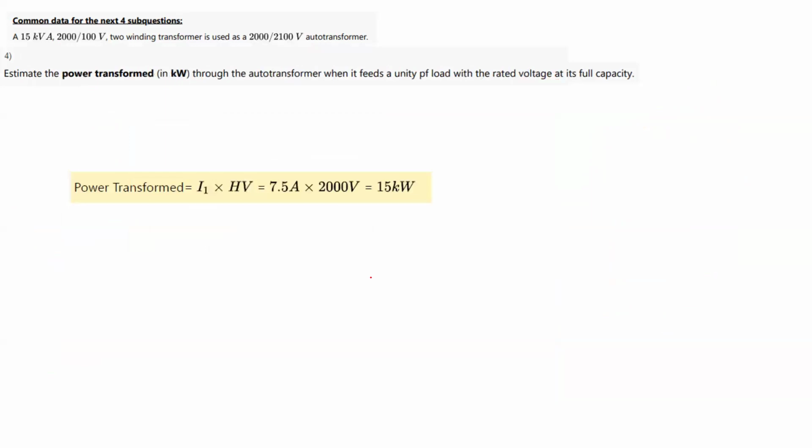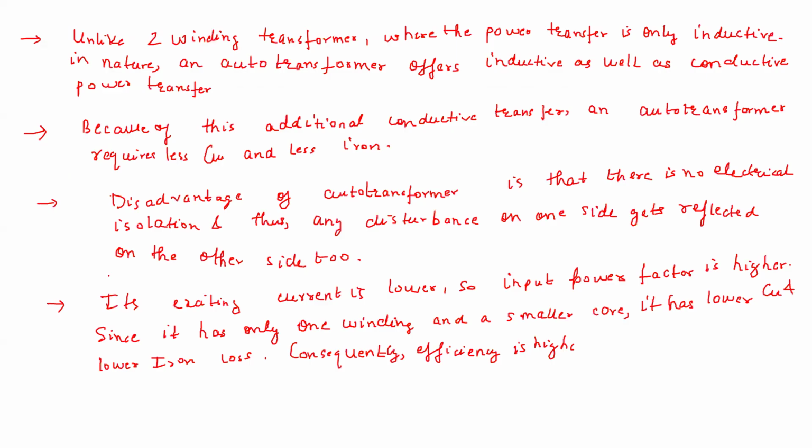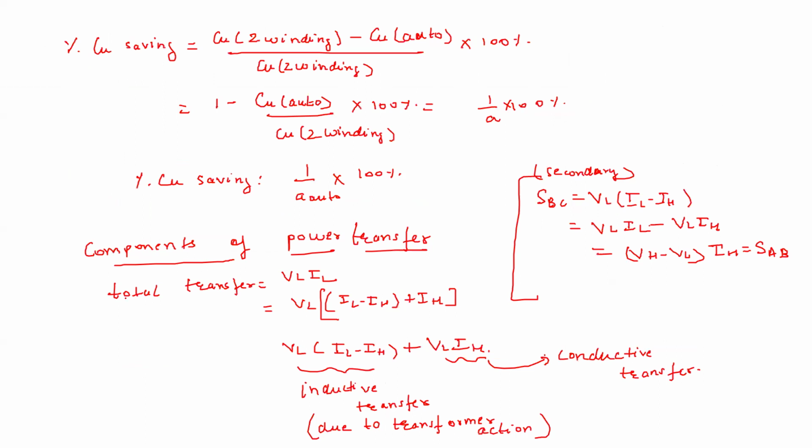Okay, so let us go to the next question. Now here what we have to do is calculate the power transformed through the auto transformer. Now see this, the power transformed through the auto transformer is what they're calling inductive power. This is very important, so I'll write this also here. So inductive power or power transformed. You can see here, inductive transfer due to transformer action, or power transformed.